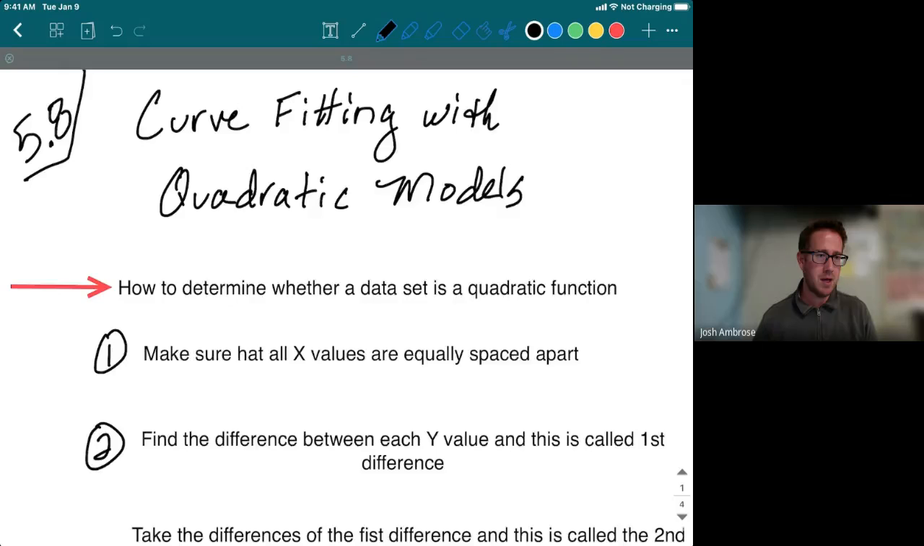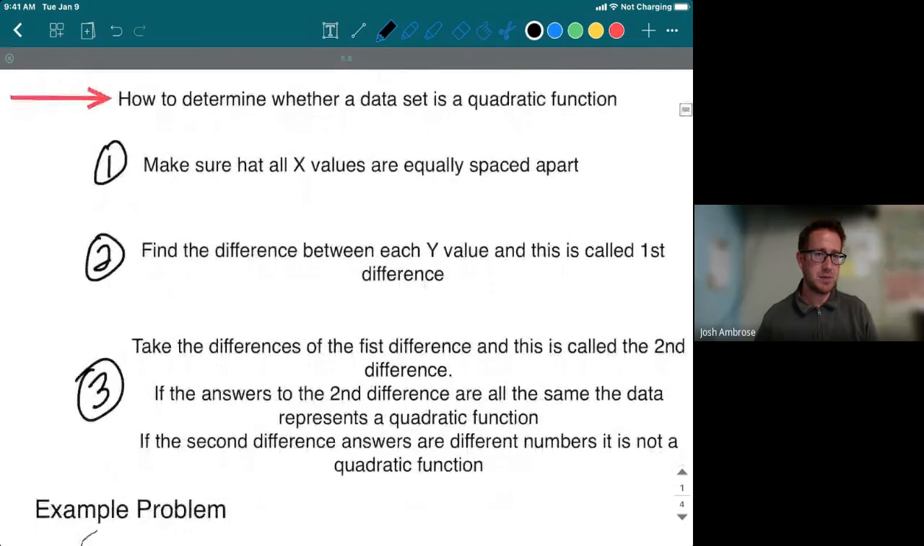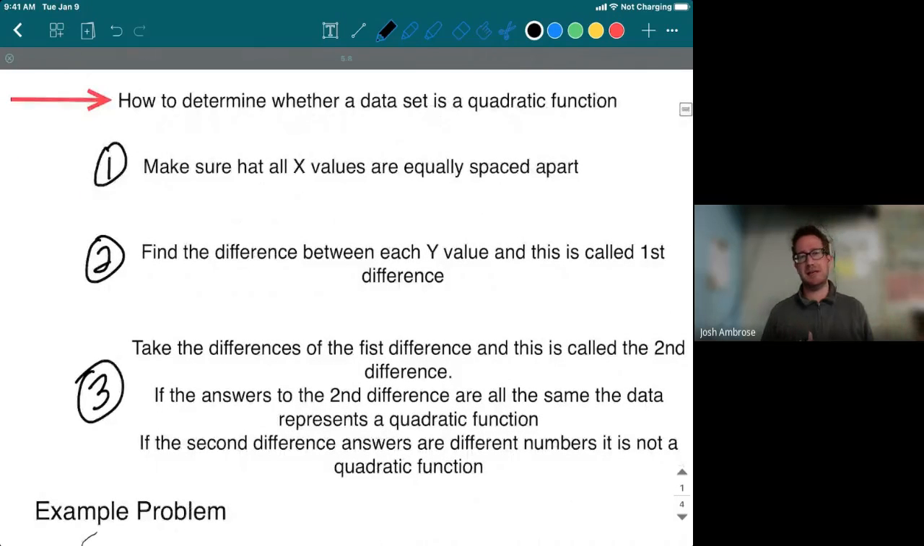We are basically determining, as this says, whether a data set, in other words your x and y coordinates, is a true quadratic function. That's the first style of problem you'll see. Starts out nice and easy. These are the 3 steps that you always take. Step 1, make sure that, nice little typo, it says hat, let's put a T right here, all the x values are equally spaced apart.